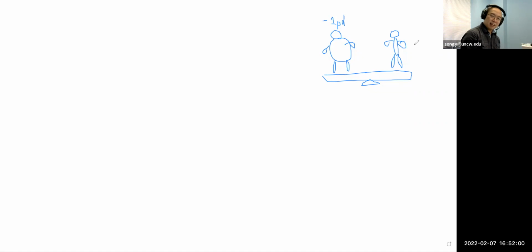Another thing we can do is, let me first erase this minus 1 pound. Let's add 1 pound to Bob. If we add 1 pound to Bob, but Dr. Sung is still heavier than Bob, what does this mean? Even if I add 1 pound to Bob, Bob is still lighter than me. So this means I am heavier than Bob, right? This shows the trick that we are going to use in this induction.